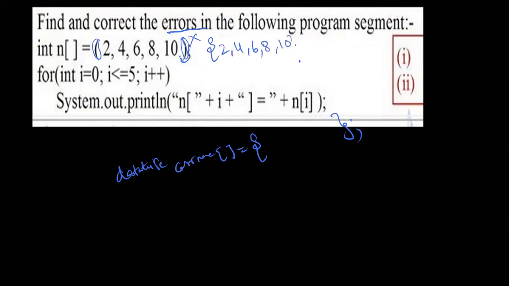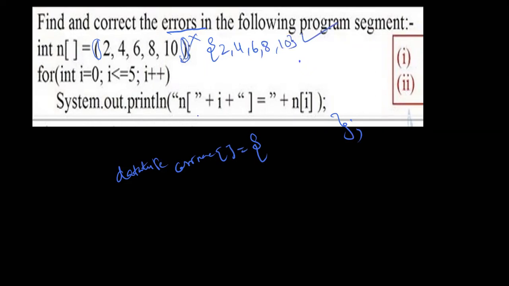Okay, this is the question we can solve. They are asking to find the errors in the following program segment. Here you can see the syntax of the array: data type, array name, brackets, and initialization. We use curly brackets, but here they used round brackets. These are function brackets actually, so this is an error. The correction is you have to write {2, 4, 6, 8, 10}. Okay, this is one correction.